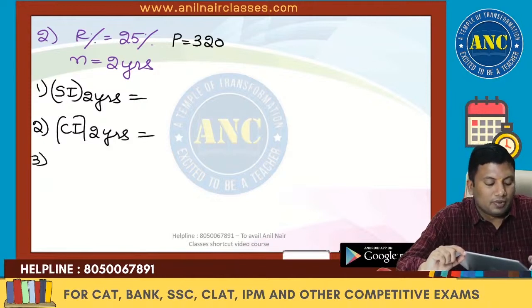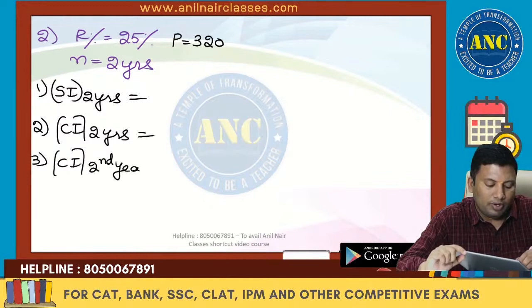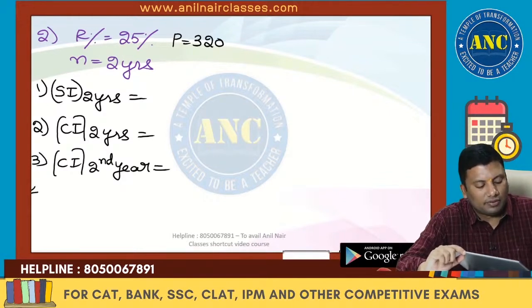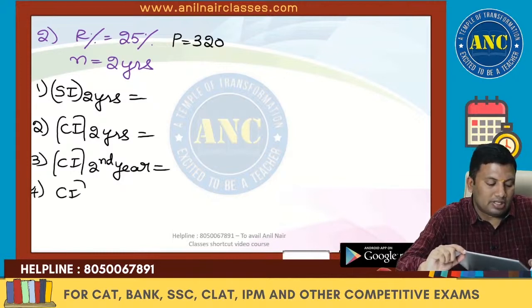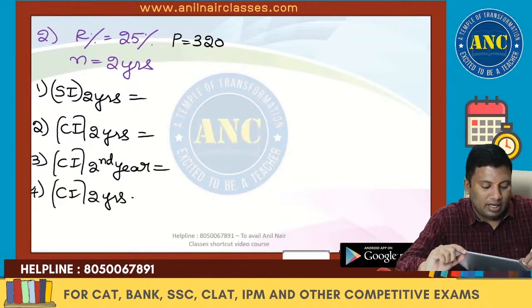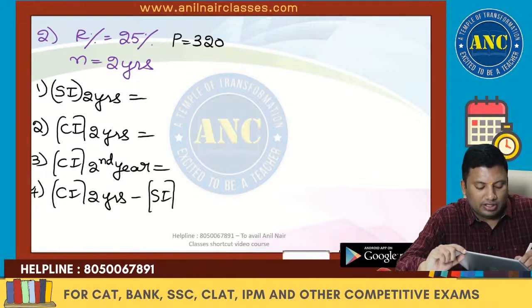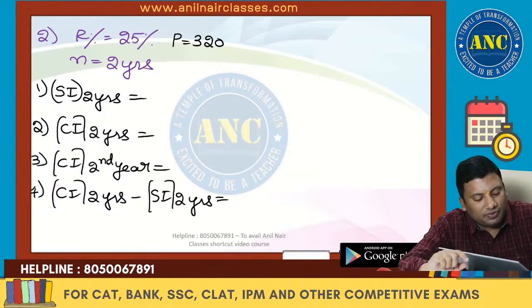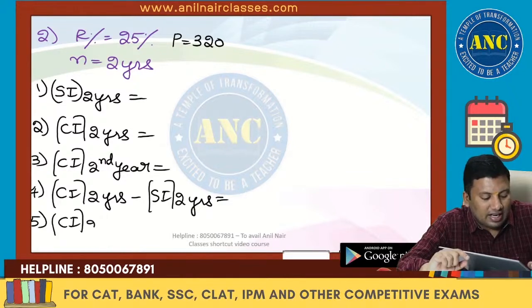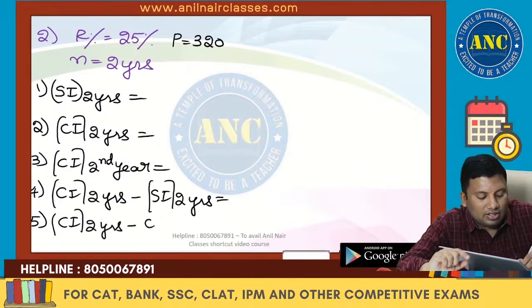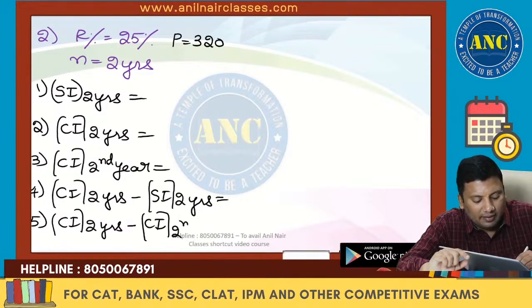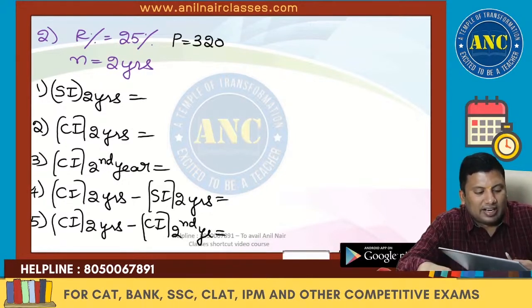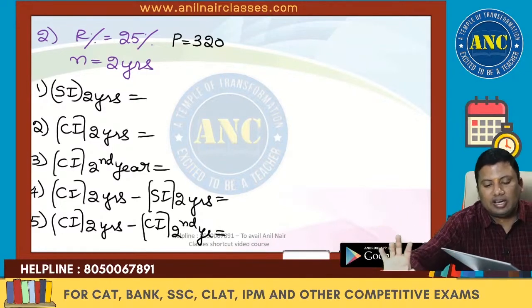Third question, compound interest for second year. Fourth question, compound interest for 2 years minus simple interest for 2 years. Fifth question, compound interest for second year minus simple interest for second year. 5 questions. Once you understand, it is very easy.